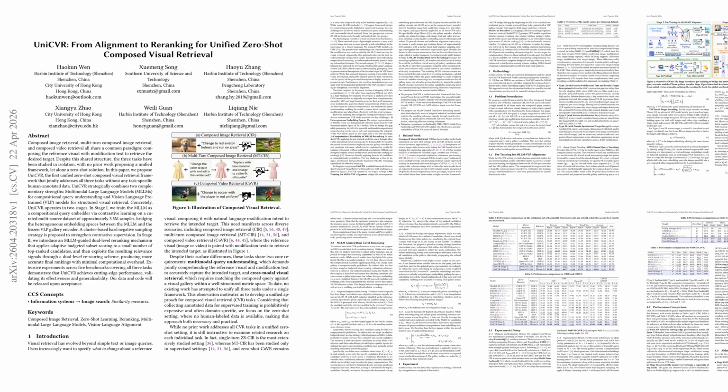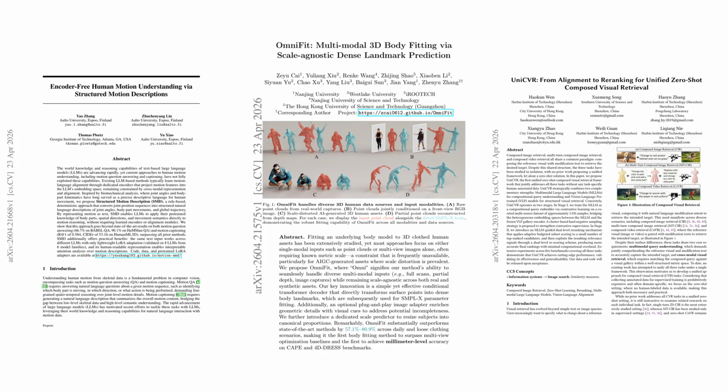The strongest gains appear on CIRCO, where re-ranking is especially effective for multiple plausible ground truths. That's a wrap on today's AI paper highlights. Thanks for watching.